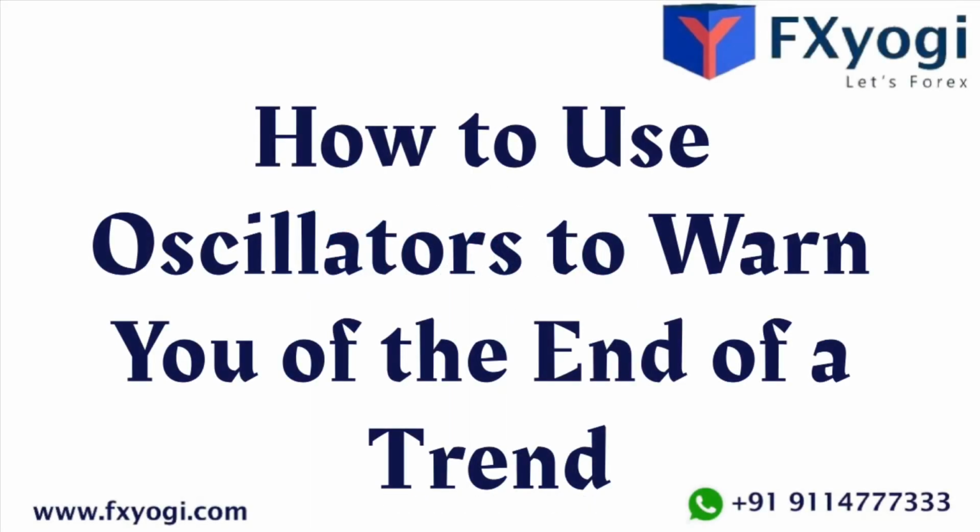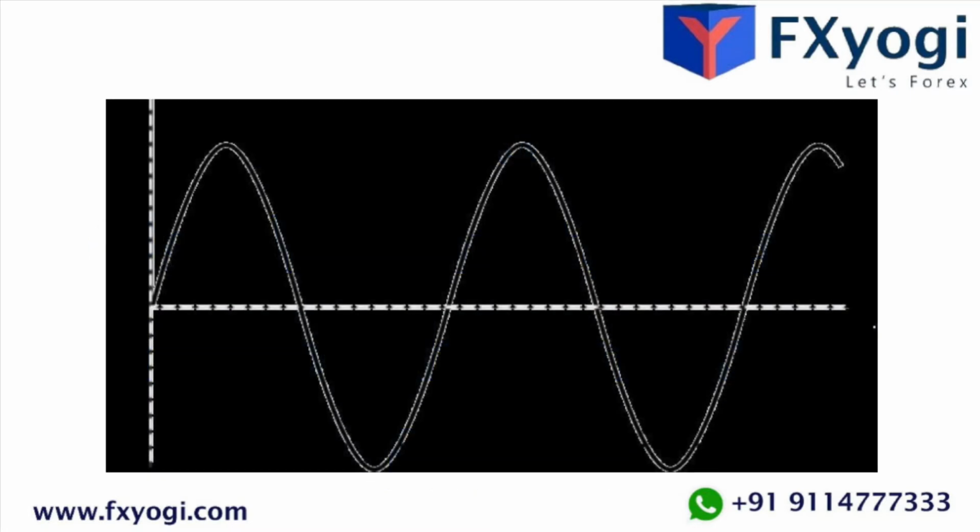In today's video, let's learn how to use oscillators to warn you of the end of a trend. An oscillator is any object or data that moves back and forth between 2 points. In other words, it's an item that is going to always fall somewhere between point A and point B. More specifically, an oscillator will usually signal buy or sell, with the only exception being instances when the oscillator is not clear at either end of the buy or sell signal.